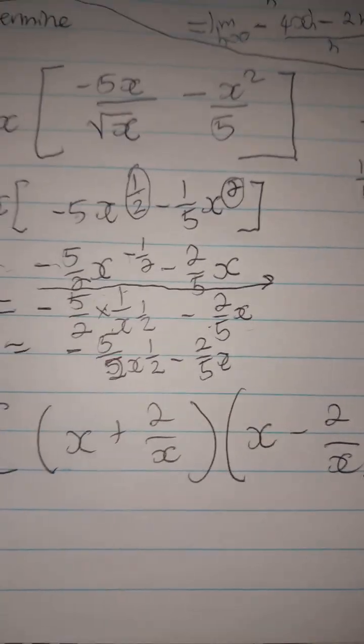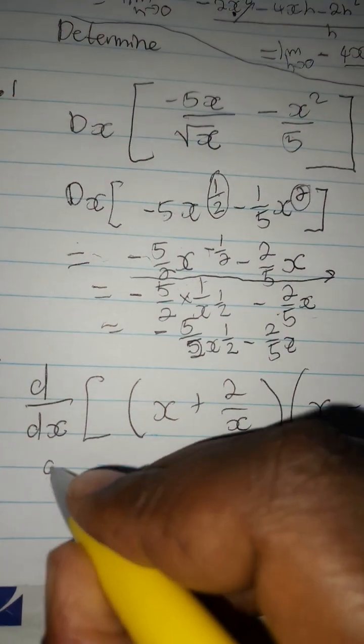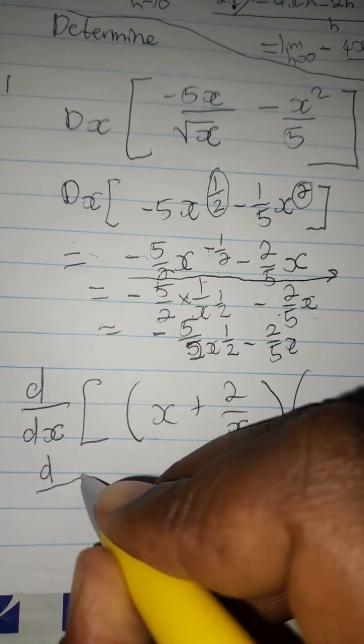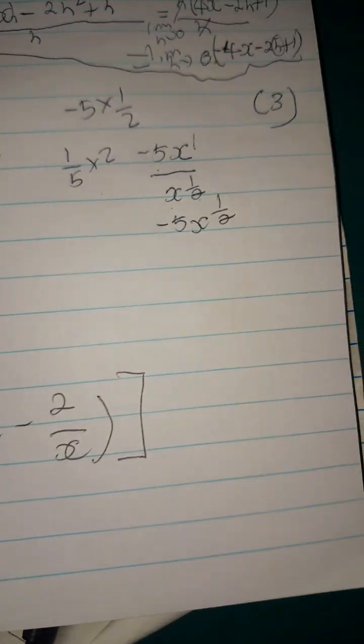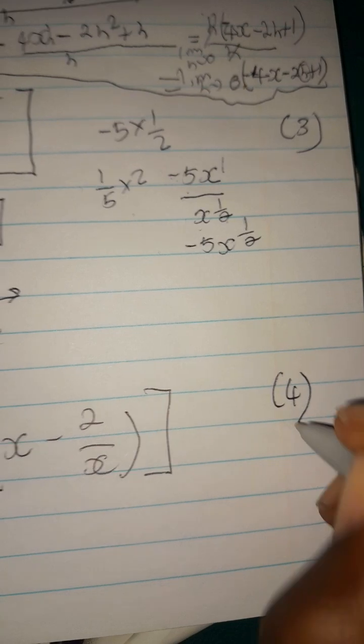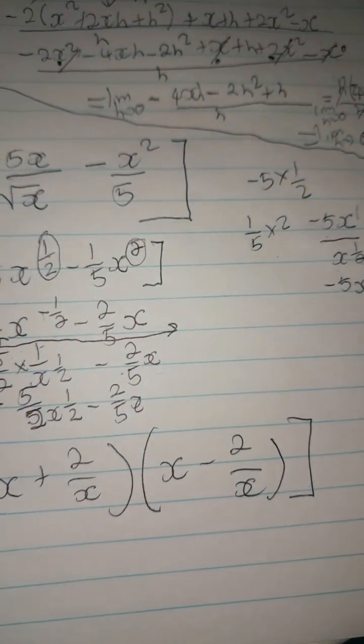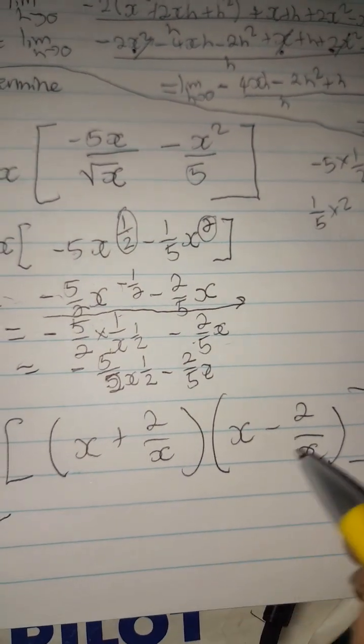Then let's go to the third question. This was 3 marks as well. So probably here, this one, it's 4 marks. Sorry for that. This is 4 marks. So all in all, you're going to have around 13 marks, right? So let's differentiate this.